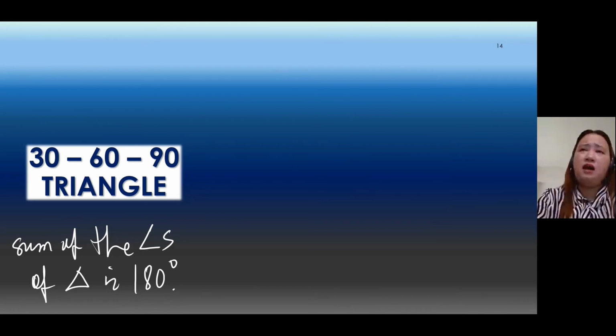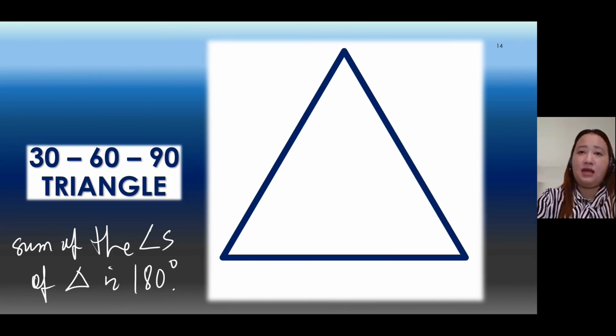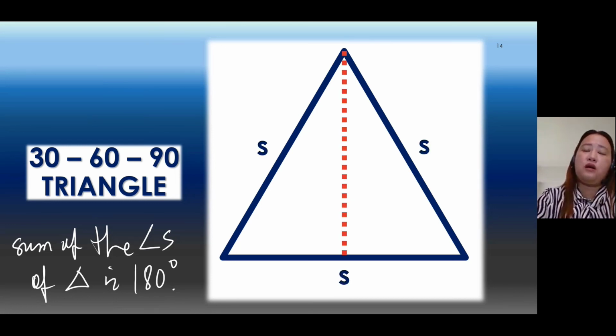But then how can we have a 30, 60, 90 triangle? That is if you have an equilateral triangle. The equilateral triangle has equal sides. Not only equal sides, it also has equal angles of 30 degrees.